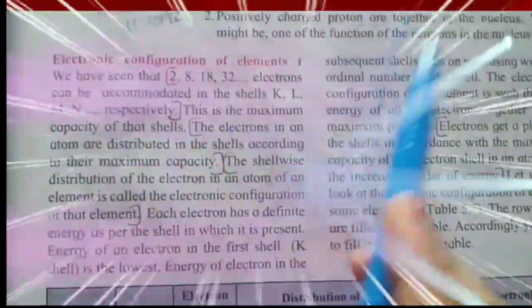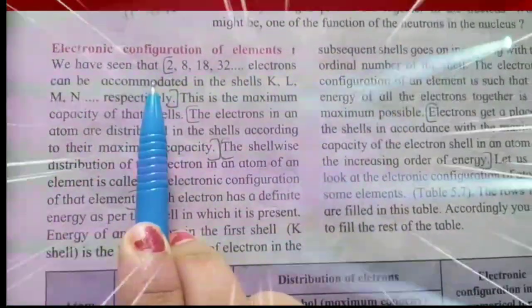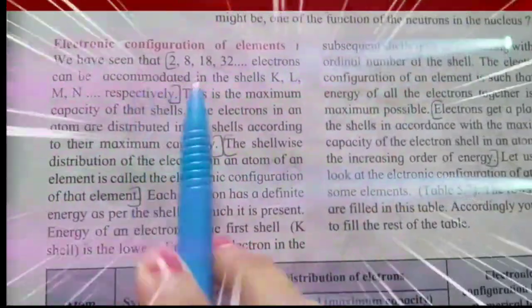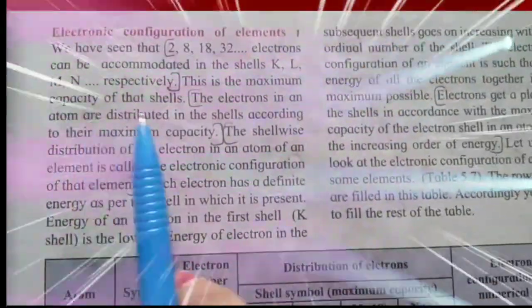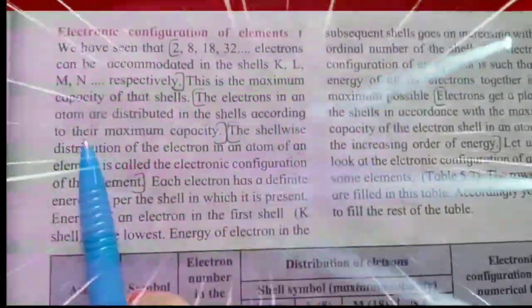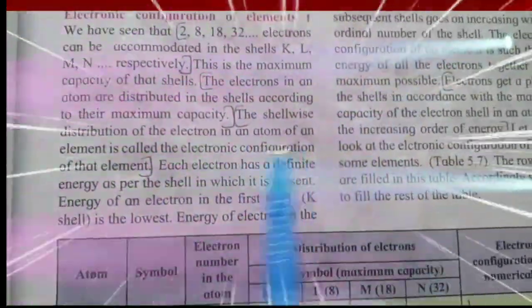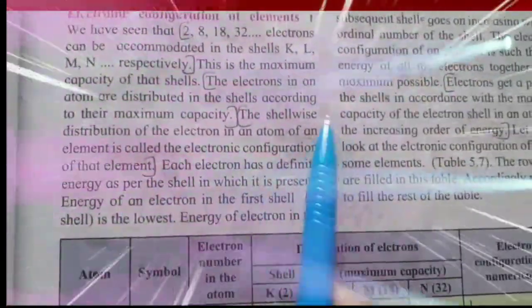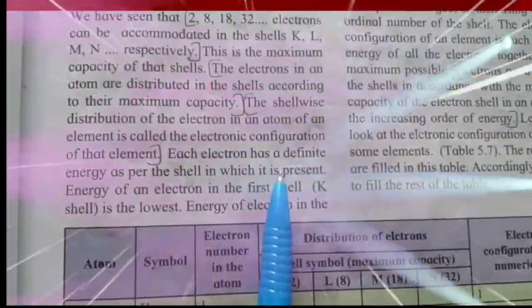Now let us see electronic configuration of elements. Students, we have seen that 2, 8, 18, 32 electrons can be accommodated in the shells K, L, M, N respectively. This is the maximum capacity of those shells. The electrons in an atom are distributed in the shells according to their maximum capacity. That is important. The shell-wise distribution of the electrons in an atom of an element is called the electronic configuration of that element. Understood?